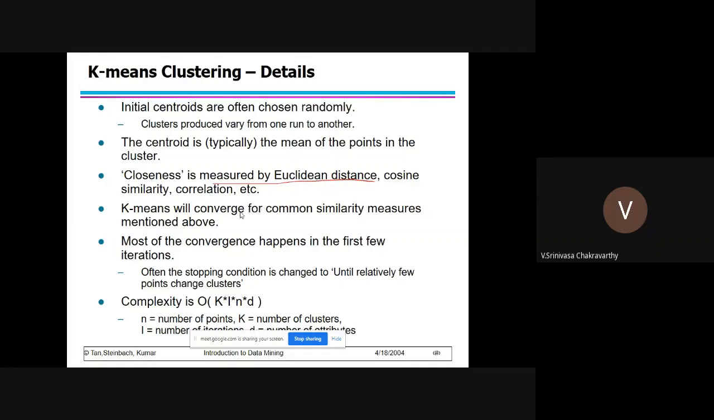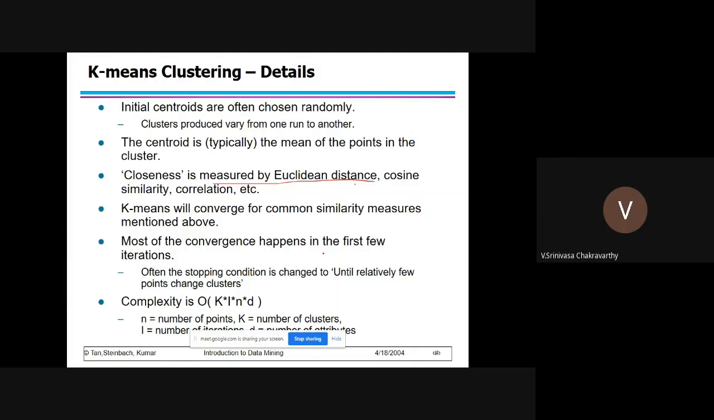So there are theorems which say that k-means will converge for common similarity measures. If you take any of these distance or similarity measures, the k-means process will converge for a given data set. So that is guaranteed. And most of the convergence happens in the first few iterations. After that, there will be only small changes. A few clusters keep changing for a little while before they also settle down.